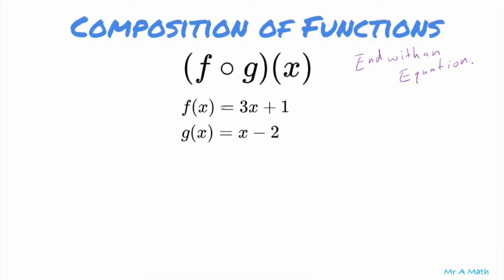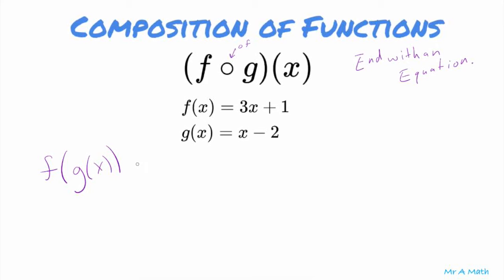So let's look at what this is saying. Remember, this is saying f of g of x. This is an "of" symbol. F of g of x. What that means is f is a function of, and inside that function is g of x. So g of x is plugged into the function f of x.